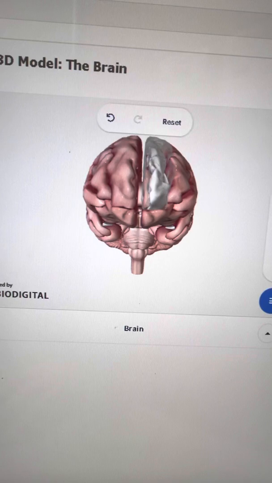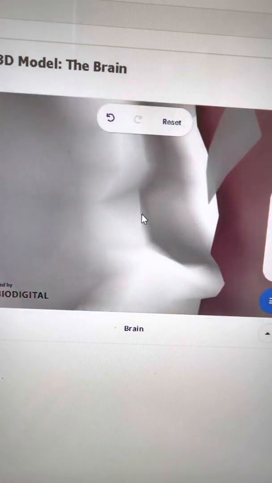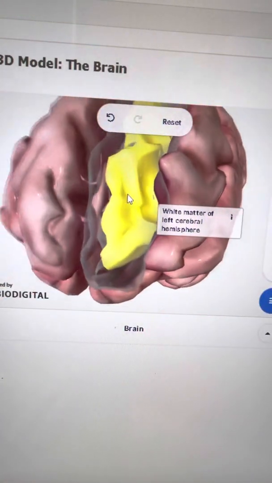3D model the brain diagram assignment. First thing I want to talk about here is the cerebrum, which is the uppermost portion of the brain here. This is the anatomical view. So this area here, I faded part of this front lobe just so you can see a little bit of the gray matter that we'll mention in a little bit. It's right in there. You can see that.